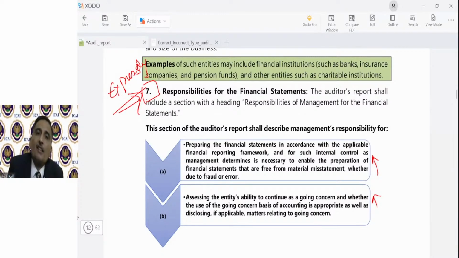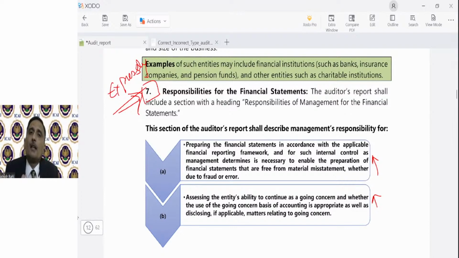So the purpose of inserting this para in the contents of the auditor's report is to make clear to the users that these financial statements have not been prepared by the auditors. These have been prepared by the management, and the management is responsible for maintaining internal control. Okay? And management is responsible for preparing reliable financial information which is free from material misstatements, whether due to fraud or errors.